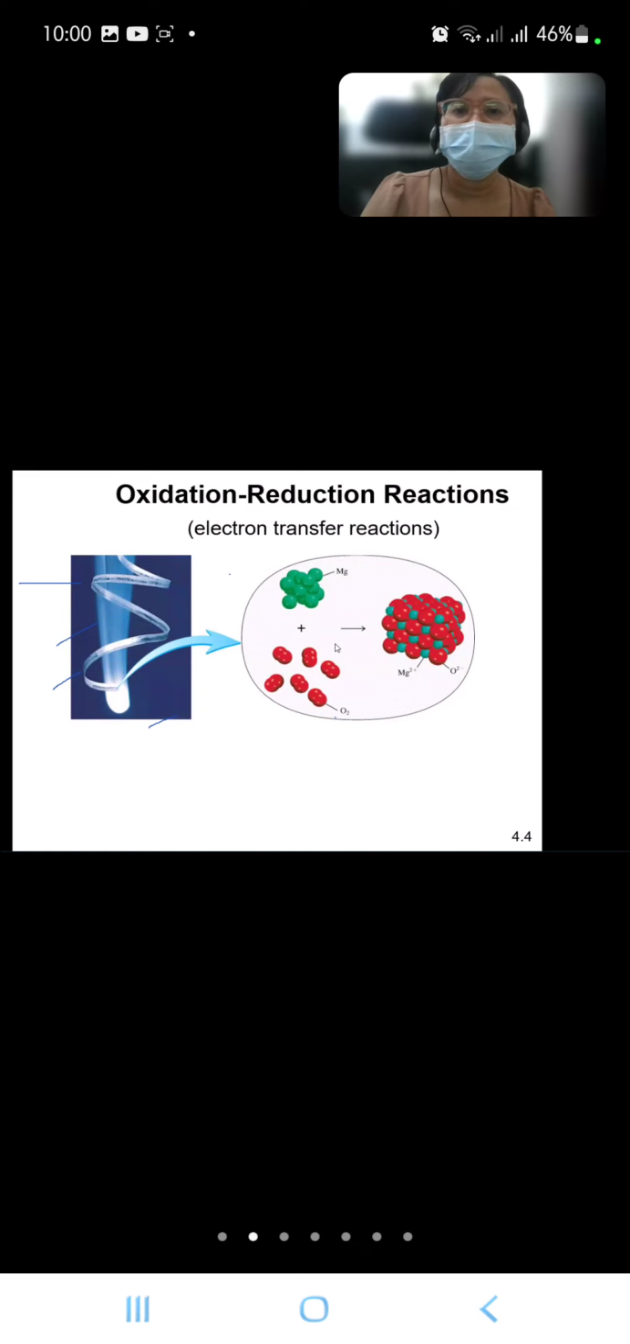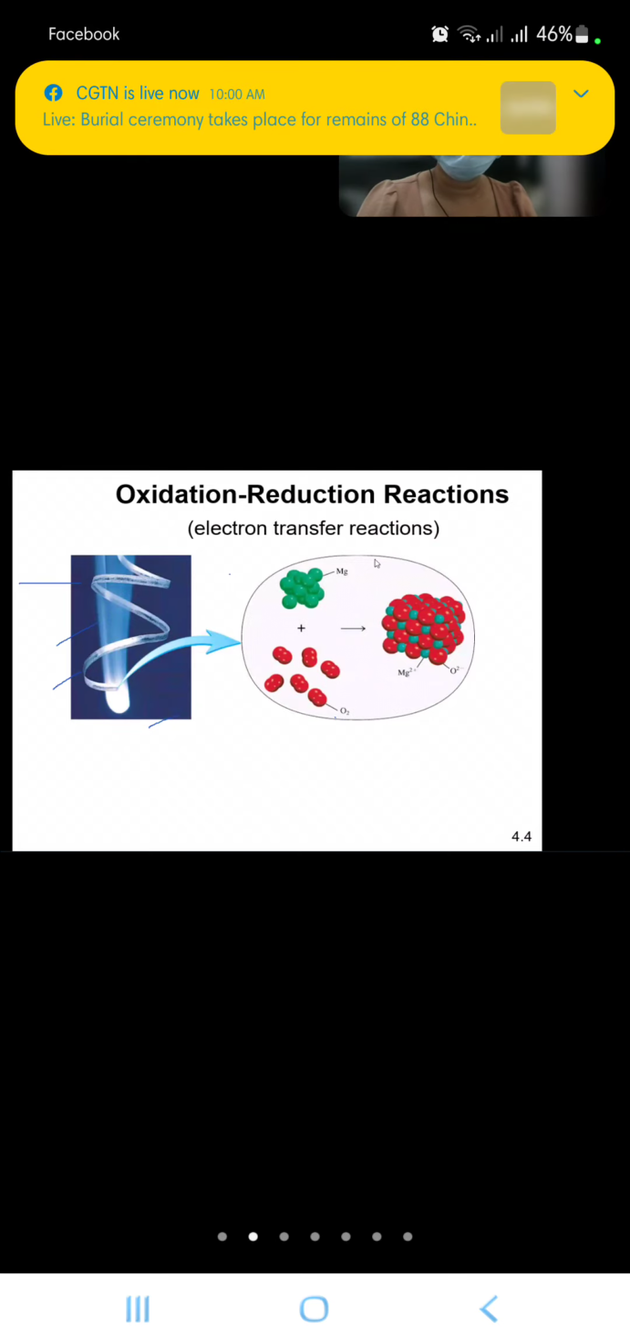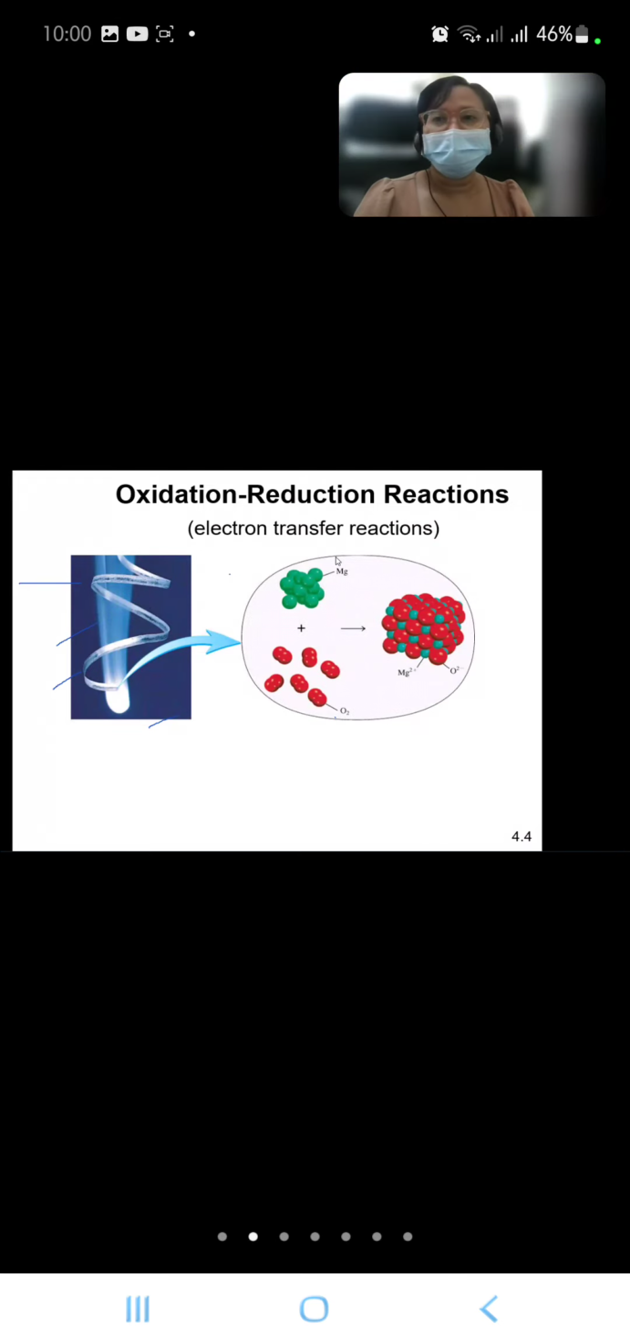Okay. Now let's go to oxidation reduction reaction. So if we say oxidation reduction reaction, this involves the transfer of electrons. Okay, transfer of electrons from one atom to another atom. So this is also called electron transfer reaction.